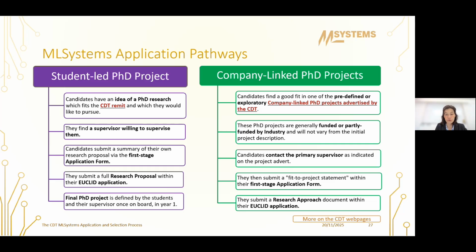They then submit a summary of their research proposal on the first stage application form. If they're invited to do so, they will then have to submit a full research proposal through the Euclid application, so in stage 2. The final PhD project will be defined in year 1 by both the students and the supervisors. So it might be different from the research proposal that you submit as part of your application.